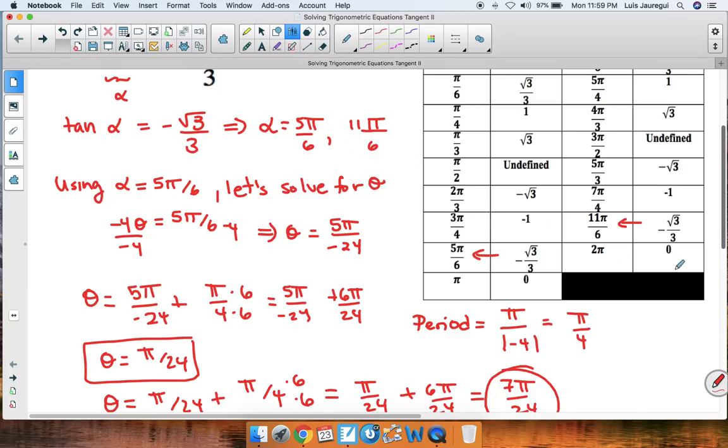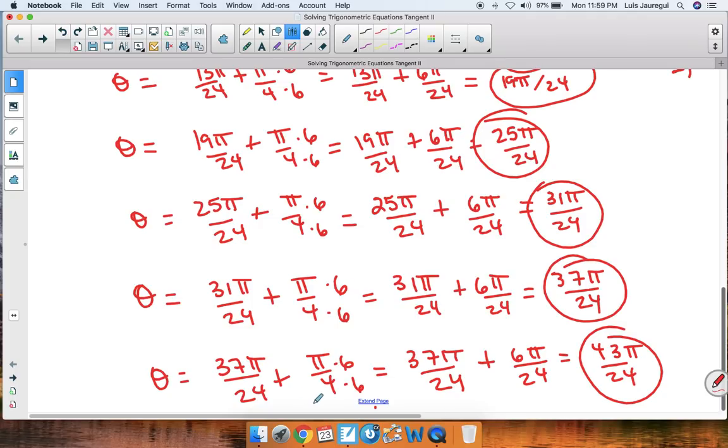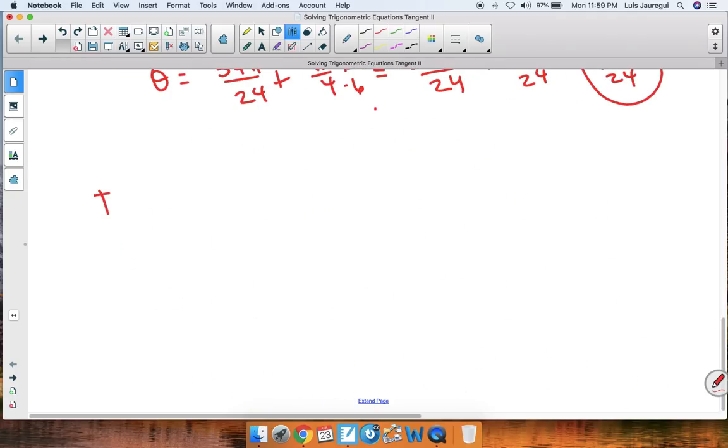Now, that was because we actually found the first theta, or the first alpha here. Now, if we were to take the next alpha, for alpha equals 11 pi over 6, we can actually solve for theta.